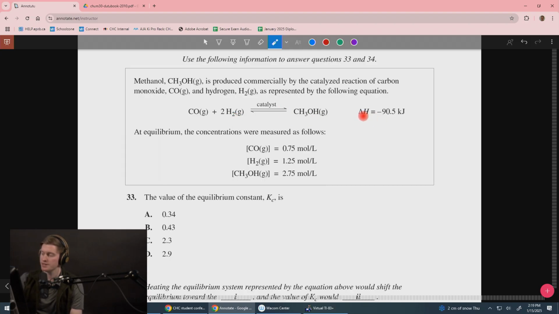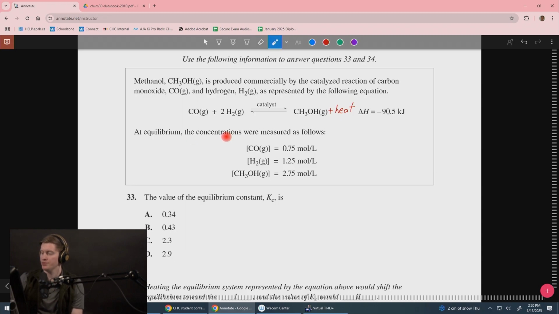They also tell us that our change in enthalpy is a negative 90.5 kilojoules, which, if you remember from the earlier questions in this diploma, means that this is an exothermic reaction. So we could put heat as a product.